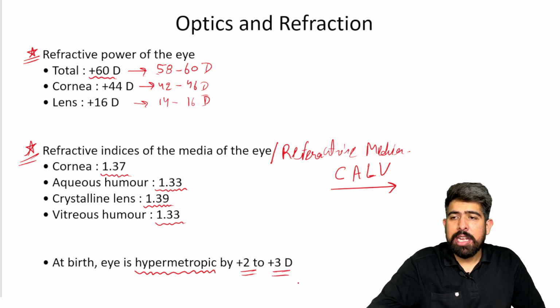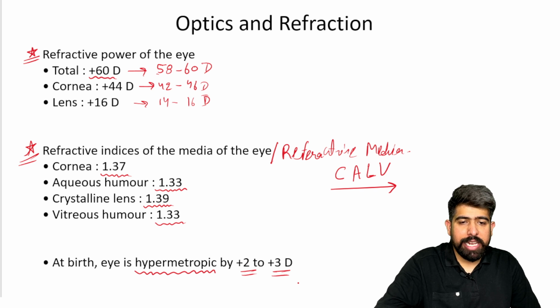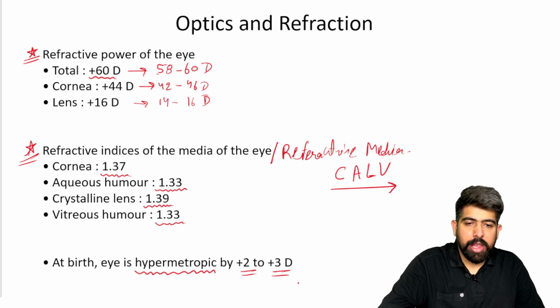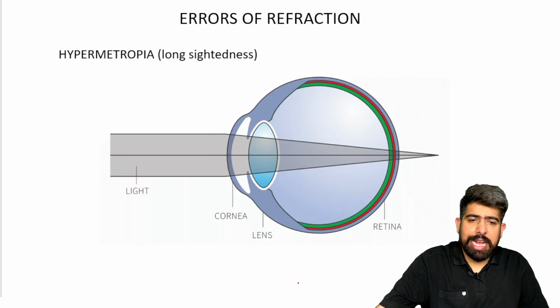The patient is having hypermetropia. What happens to the child? The child is having hypermetropia. Okay, the child is having a hypermetropic eye. Now, moving forward one by one with all the refractive errors.